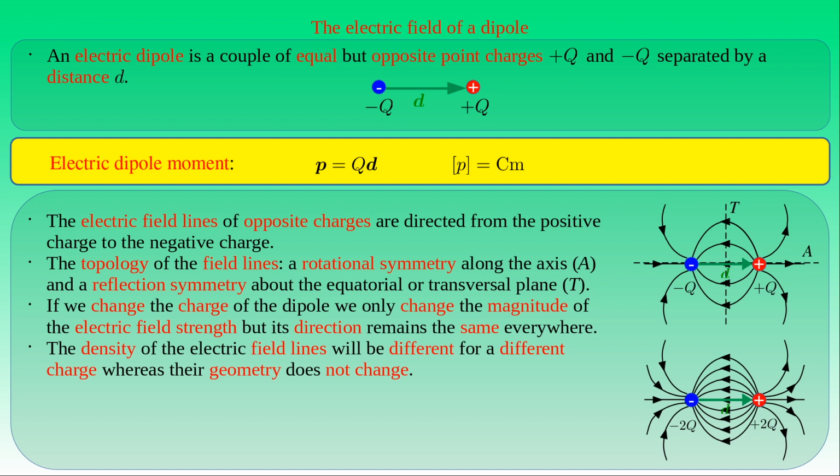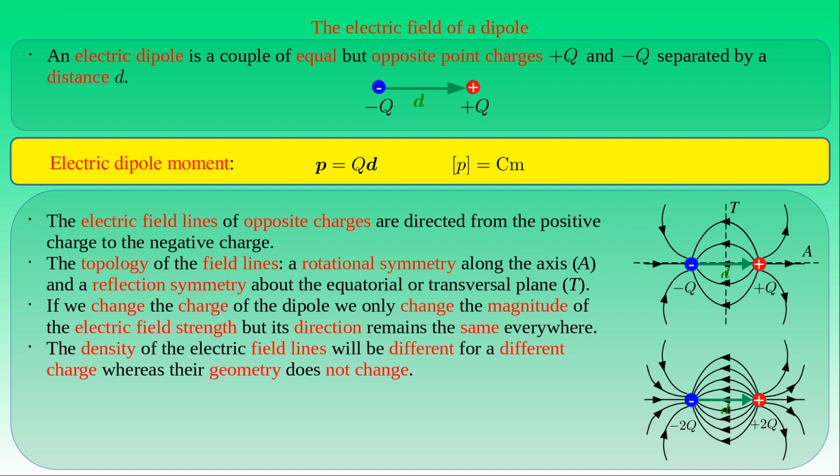The figure shows that the density of the electric field lines around a dipole with the charges 2 times plus q and minus q is greater than the one for the dipole with the charges plus q and minus q. Then the number of the field lines passing through a unit area perpendicular to the field lines gives a greater magnitude of the electric field everywhere around the dipole.